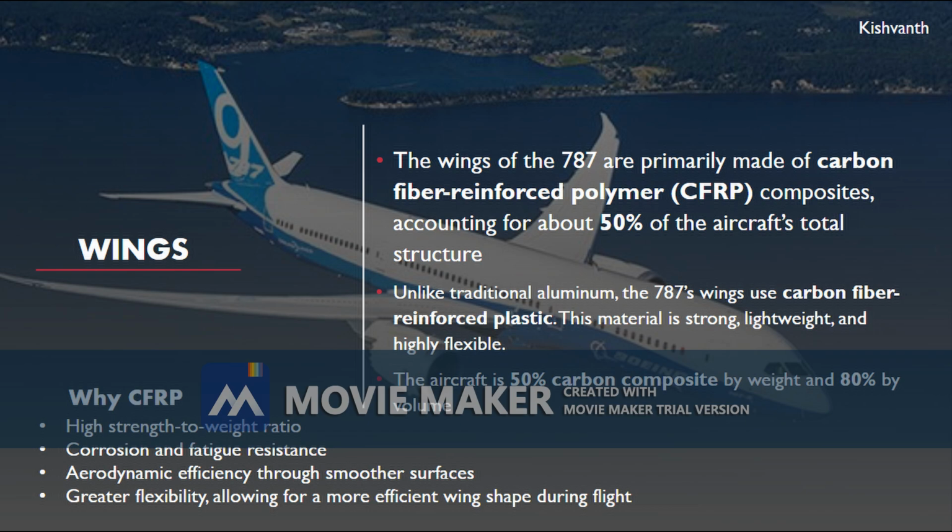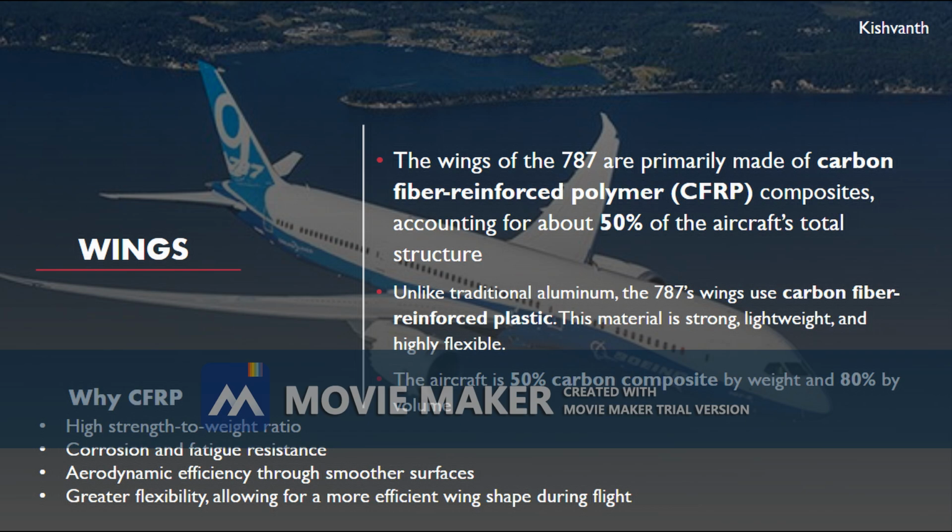The wings. So for the wings of the 787 are primarily made of carbon fiber reinforced polymer composites, accounting for about 50% of the aircraft's total structure. Unlike the traditional aluminium, the 787 wings use carbon fiber reinforced plastic. This material is strong, lightweight, and highly flexible. The aircraft is 50% composite by weight and 80% by volume.